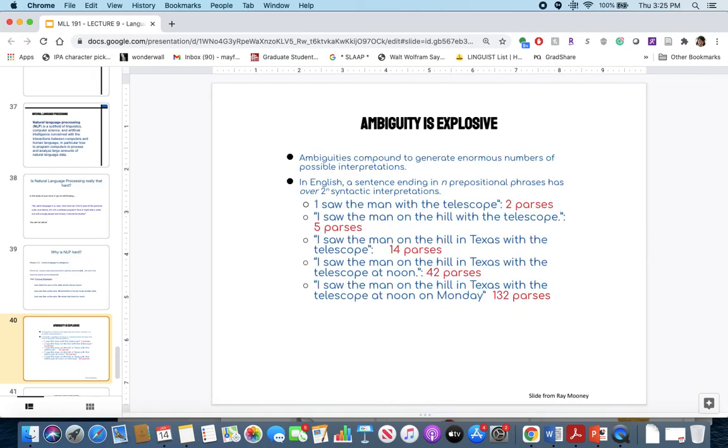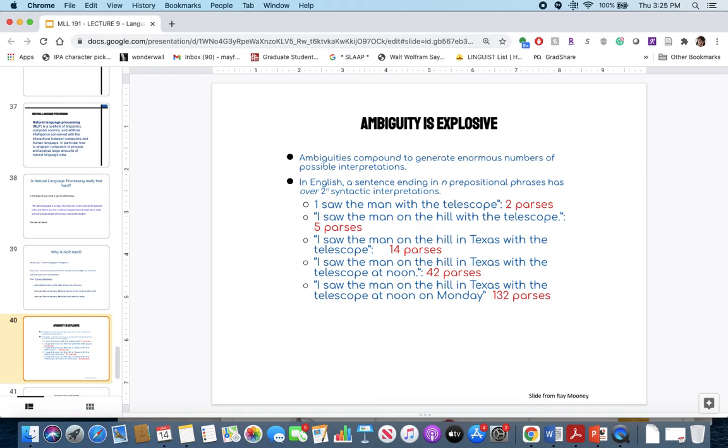And also, ambiguity is explosive. So, think about the number of interpretations that you could have, right? For example, I saw the man with the telescope has two different meanings. Either I saw a man with my telescope, or I saw the man using my telescope. And the more you have in your sentence structure, remember that language can create all these different recursive combinations, the more parses that you have.